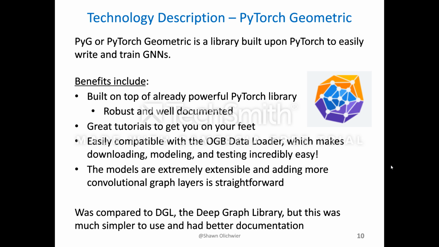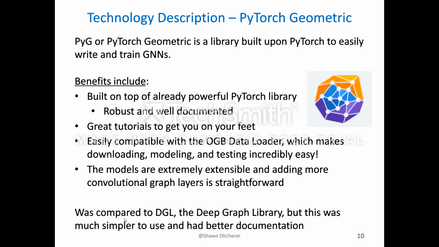The particular package that I'm looking to dive into is called PyTorch Geometric. It's built on top of PyTorch, as you might imagine. The thing I really liked about it is there are great tutorials to get you on your feet. It's absolutely compatible with the OGB data loader, so you just load in your data, and that's immediately going to break it into training, testing, and validation sets. Then you just feed that into your PyTorch Geometric model. There's some great collaboration there, which was very nice on my end.